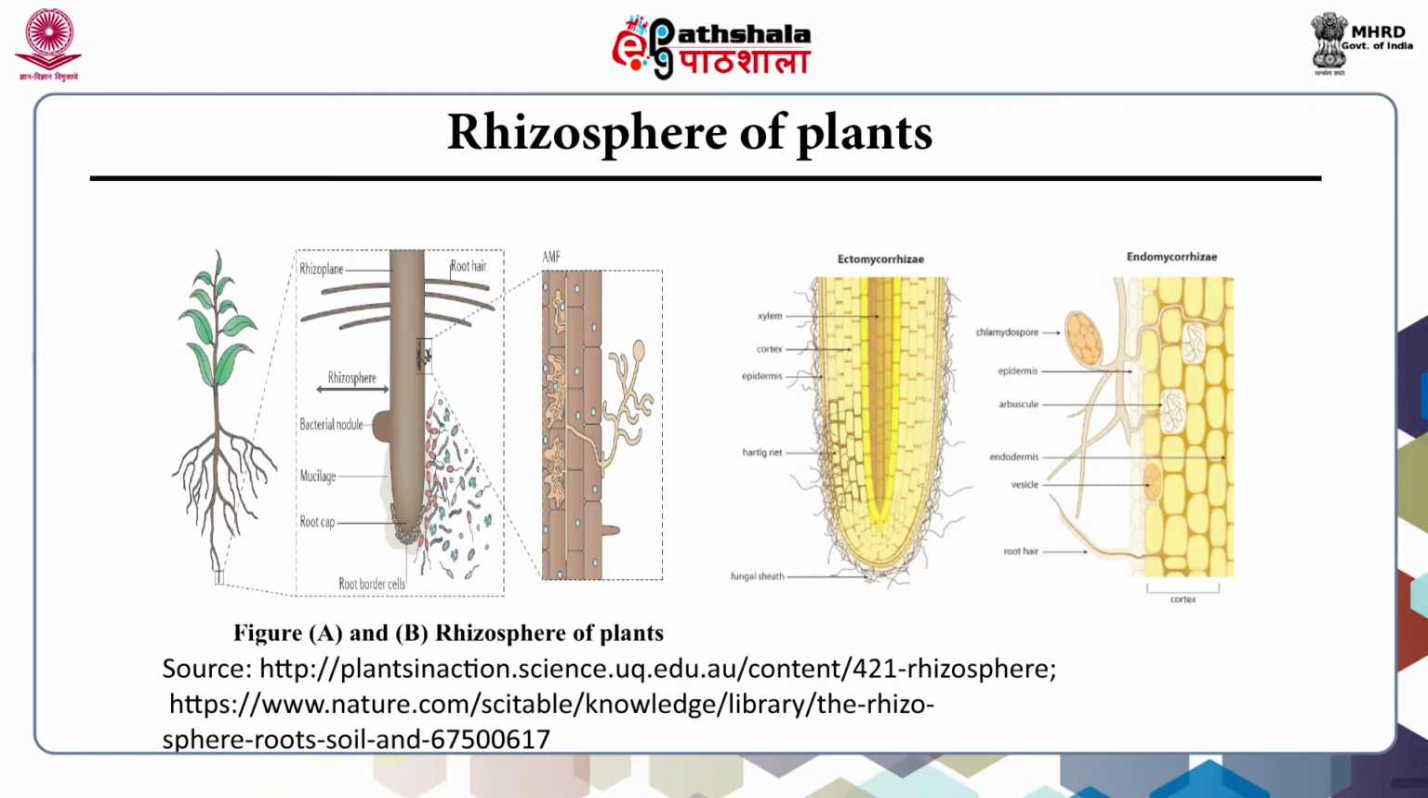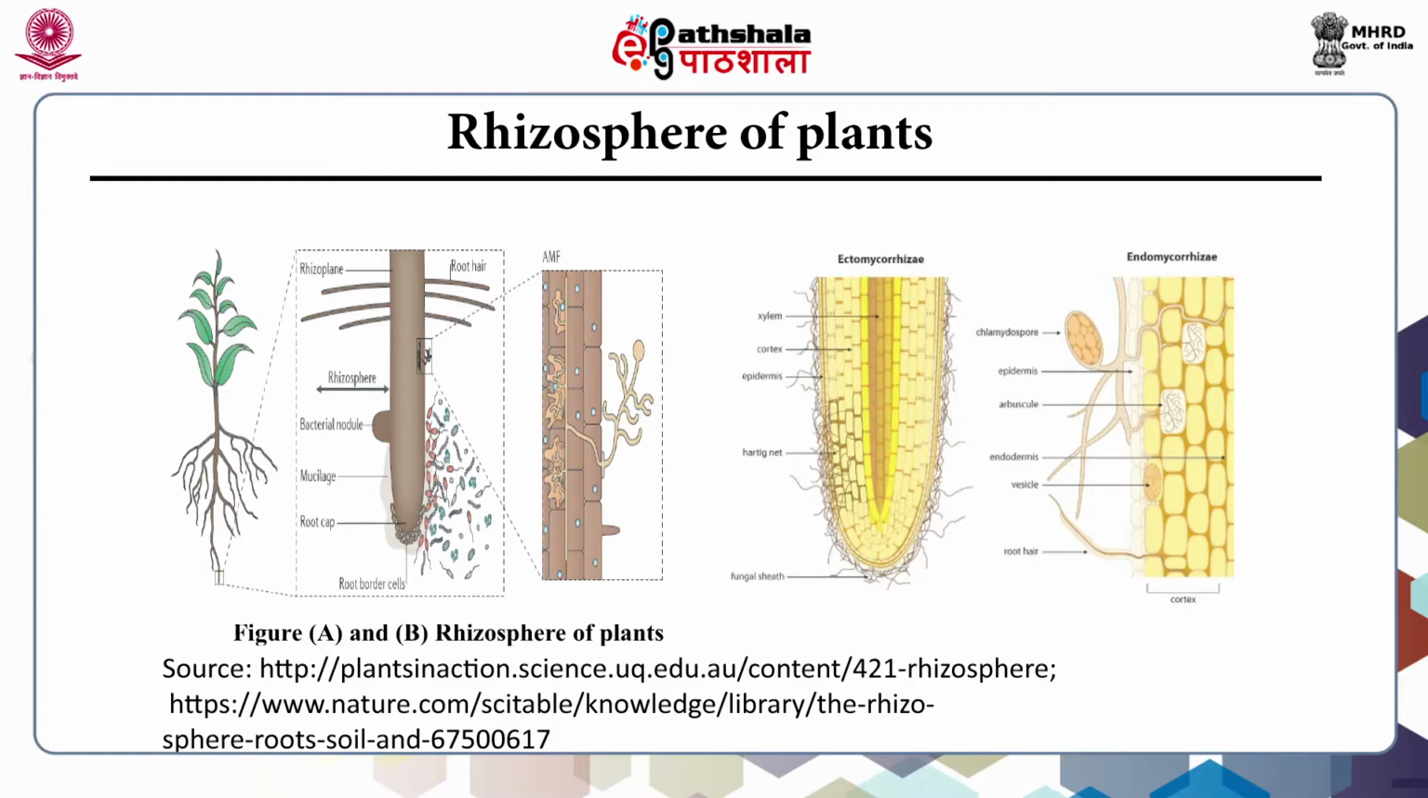This figure shows the rhizosphere region of the roots. On the left hand side, you can see a lot of bacteria, fungi and other microorganisms which are colonizing the root region, and you can see some secretions like mucilage, which is shown there. The bacterial nodule: once bacteria enter the root system, certain bacteria possess the potential to form a root nodule on the root.